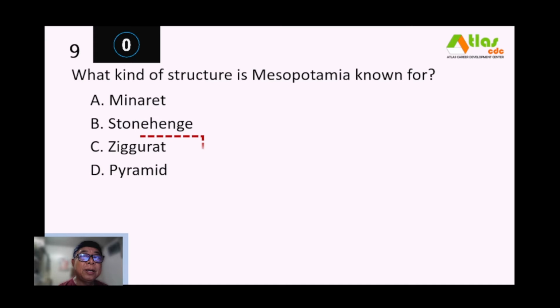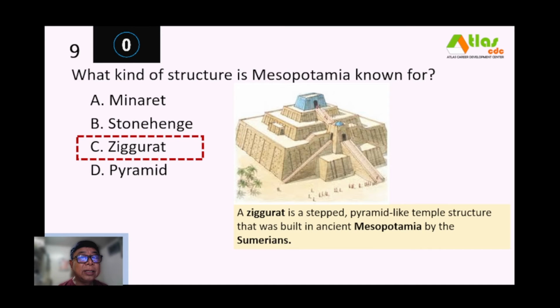And our correct answer is ziggurat. So a ziggurat is a stepped pyramid-like temple structure that was built in ancient Mesopotamia by the Sumerians.